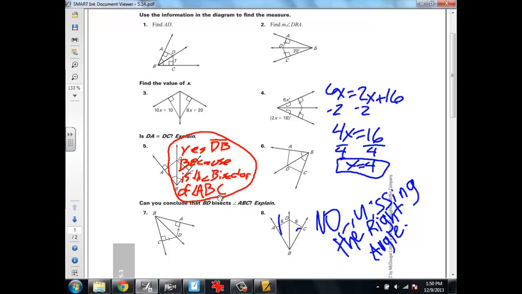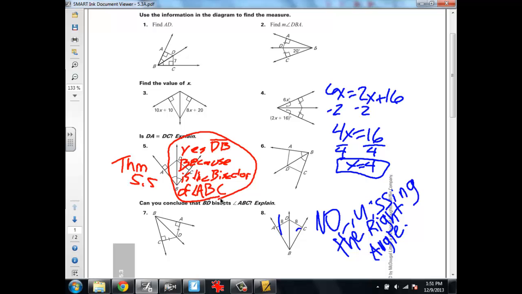Number 5, is DA equal to DC? Yes, because DB is the bisector of ABC. Sure, we know these two parts are equal to each other. We know they're perpendicular. Because that's the bisector, we say, yeah, they're equal. What theorem is that? What theorem number is that? 5.5? I agree. So tell me yes, and tell me theorem 5.5.